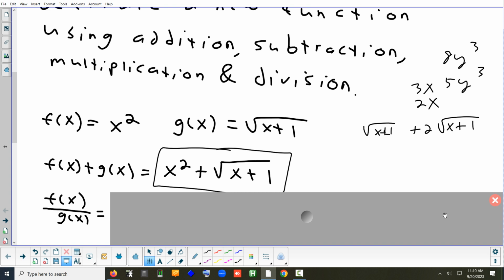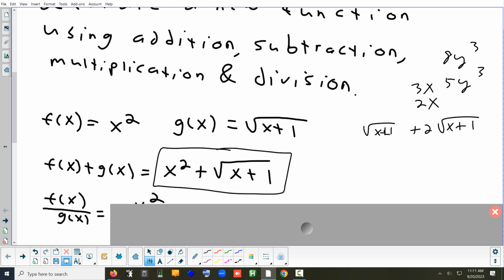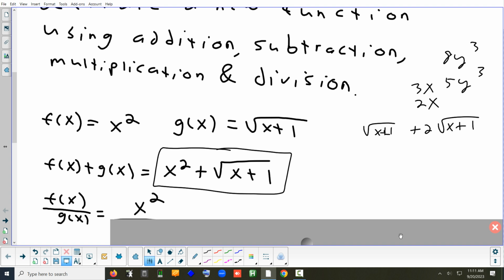How about if we divide them? F of x divided by g of x. What function would be in the top? Yep. X squared. And what function would be in the bottom? Square root of x plus 1. And again, that's all we can really do.